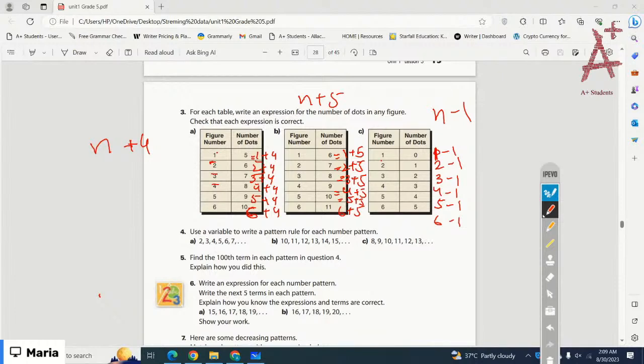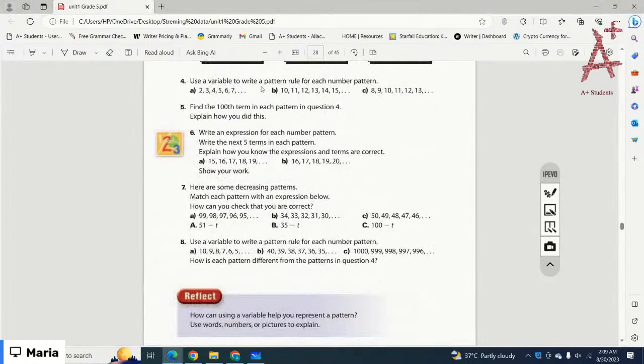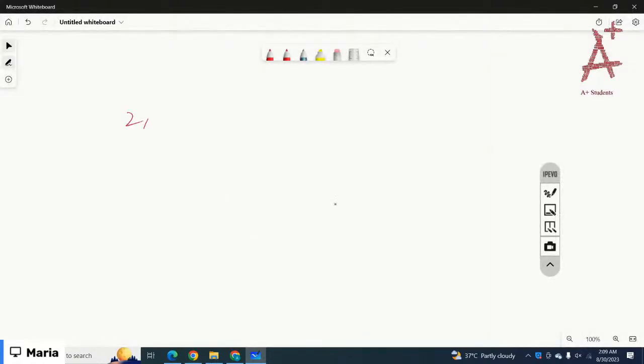Okay, let's start with question number 4. Use a variable to write a pattern rule for each number pattern. 2, 3, 4, 5, 6. You have to write down the expression. See, the pattern is increasing by 1, right? 2 plus 1 is 3, 3 plus 1 is 4, 4 plus 1 is 5, 5 plus 1 is 6, right? That means the pattern is increasing by 1.